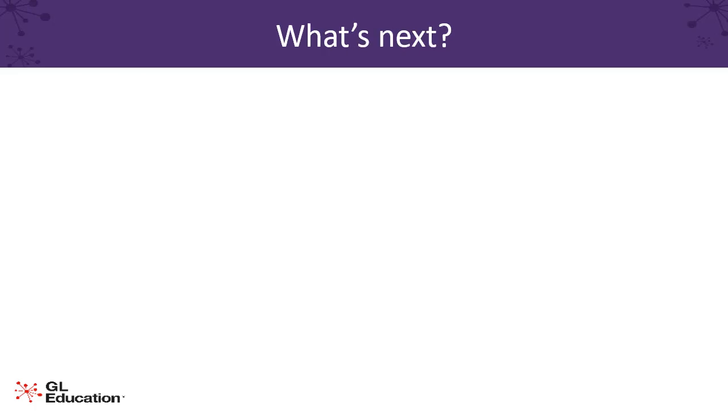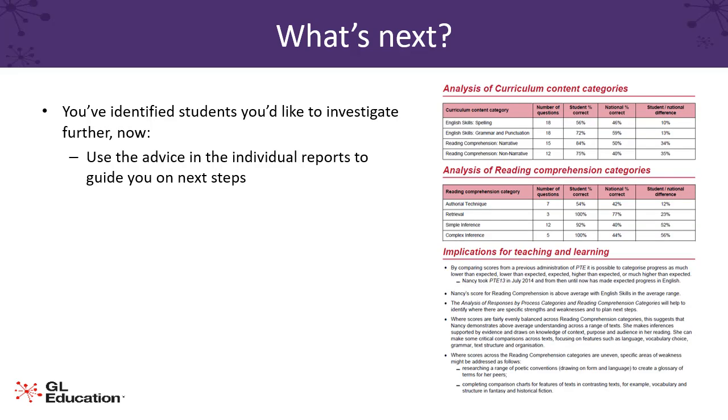Once you've worked through your class or cohort data to flag students for further investigation, we recommend that you then draw on 2 further areas of support. The first is the detailed commentary provided in each individual student report for teachers. These contain a number of suggestions of next steps to take with the student.